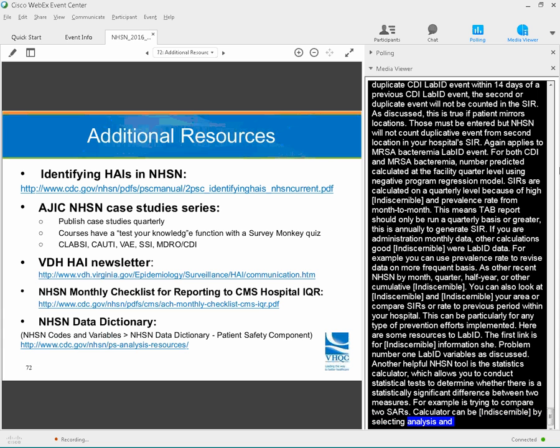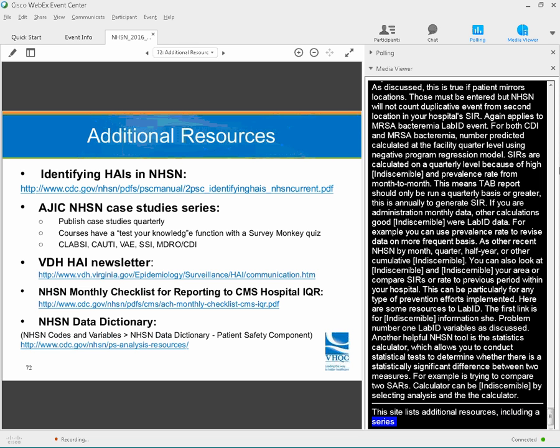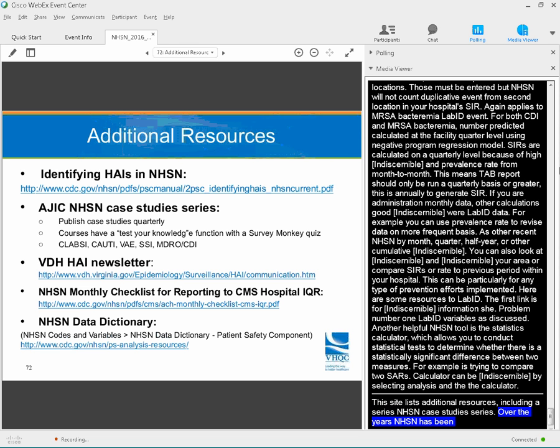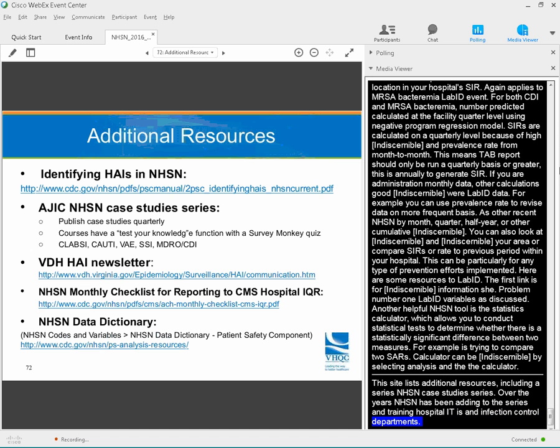This slide lists some additional resources, including a series of NHSN case studies in APIC. Over the years, NHSN has been adding to this series, and they've been good trainings for hospital IPs or entire infection control departments. If you have an APIC membership, then you have access, but CDC is also looking at other places to publish the case studies to increase availability.